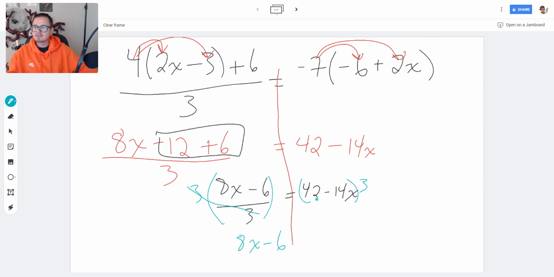8x minus 6. So when you multiply and divide by the same number, you get a 1. It simplifies to 1. That's what we want to do. And then on the right-hand side, you're distributing this 3. And time to pull out our big brain math here. 3 times 40 is 120. 3 times 2 is 6. 120 plus 6 is 126. 3 times 14, I do 3 times 10 and get 30. 3 times 4 is 12. Add them together, that's 42, but it's negative, so that's negative 42x.